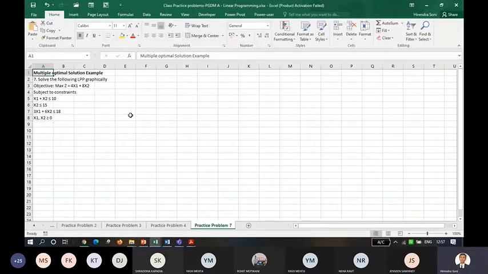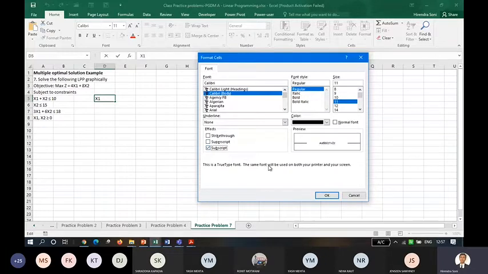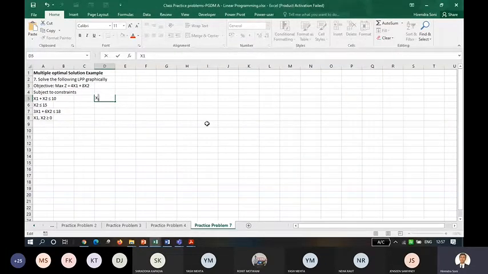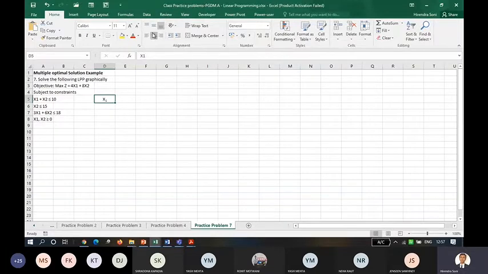Now let us look at plotting these equations. So we have got two variables, say x1 and x2. These are the two equations that we have. The first one is constraint 1.